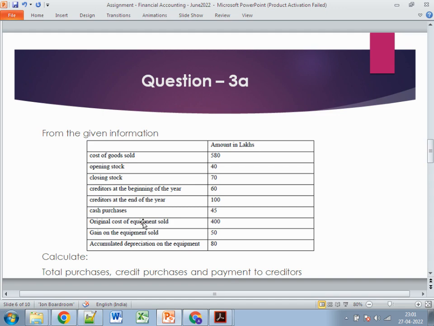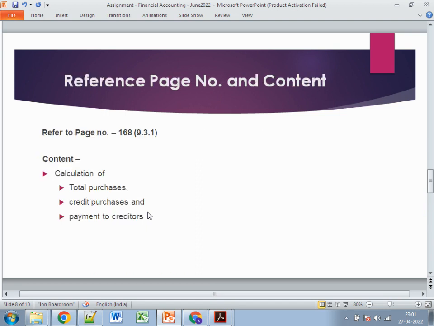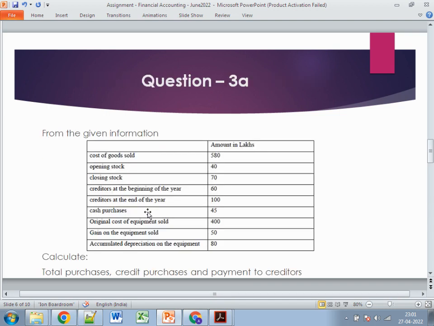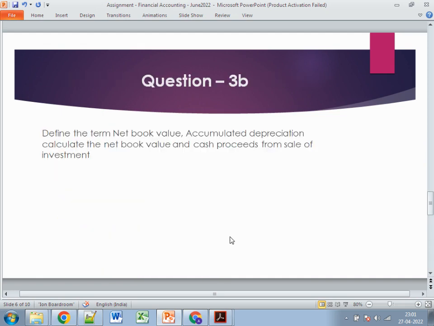Coming to the second thing being asked in the question, the cash proceeds from the sale of investment, right? Cash proceeds will be the net book value plus the overall gains and profits. The net book value was 320, and the overall gain on the equipment is 50, right? So the cash proceeds will be 320 plus 50, which comes to around 370. This is how we have calculated the third B question.